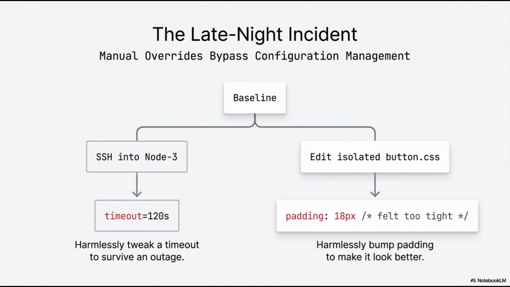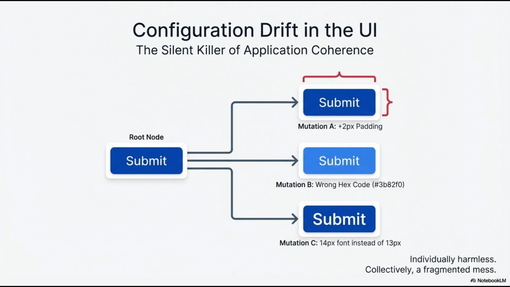What's fascinating here is how perfectly that maps to UI design. It's the exact same mechanism. Really? Like one-to-one? One-to-one. Think about it. In UI, it starts with the developer copying an existing button component. They look at it and think, this feels a bit tight, so they just bump the padding by 2 pixels. Right. Harmless. Totally harmless in isolation.